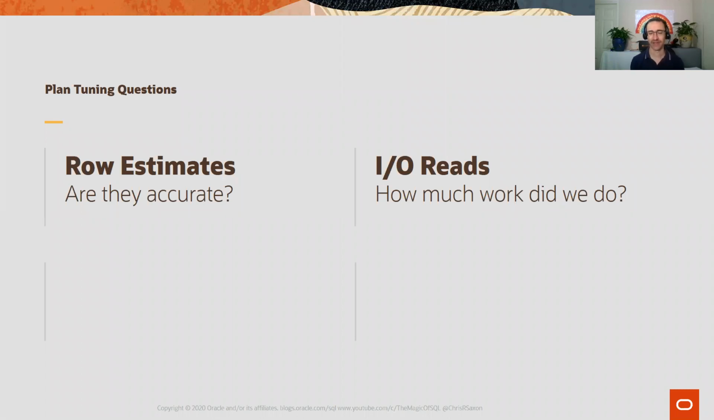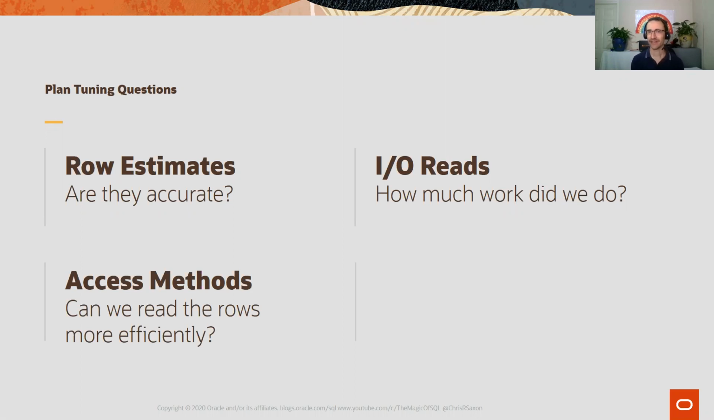Having identified how much work we've done, the next question is, can we find a way to do less work? Can we read those rows with less effort? This is where we're talking about creating data structures. Things like, are there any indexes we can create? Can we create materialized views? Maybe we need to rewrite the query slightly, that kind of thing. What can we do to reduce the amount of work we do? So 3 key questions there.